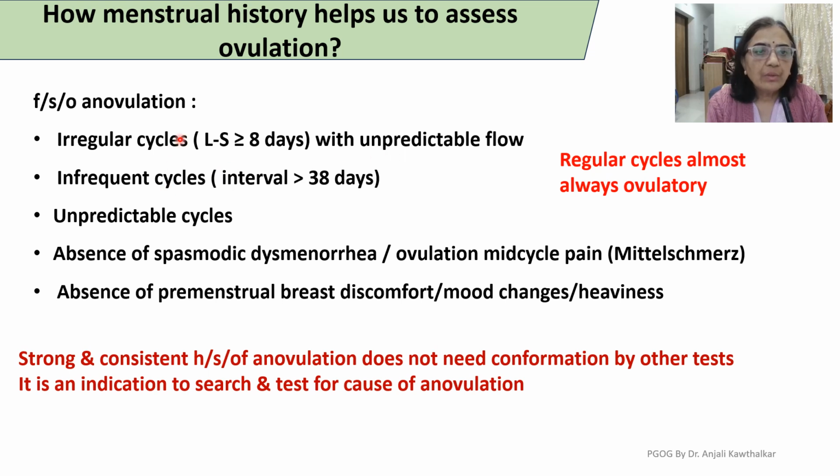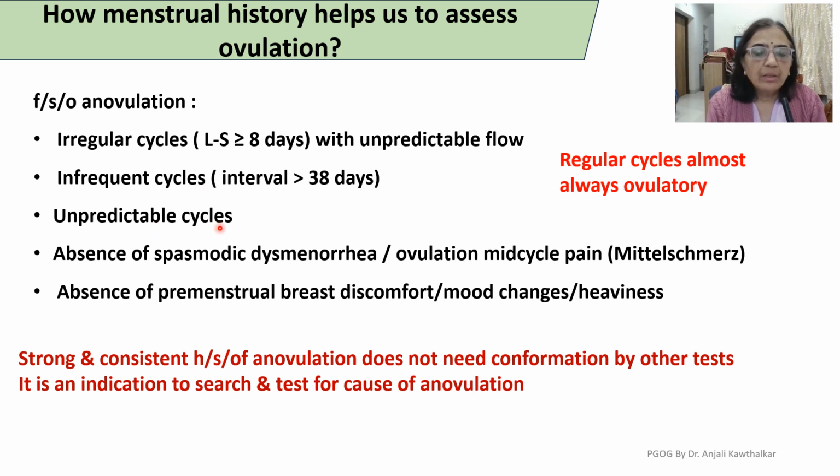Infrequent cycles. Now remember these two terminologies are not the same. Irregularity is when the difference between the cycles is greater than or equal to 8 days. Infrequent is long cycles where the interval is greater than 38 days. These definitions should be at the tip of the tongue for all the students. Whenever you say irregular, you will be asked what you mean by that. If you say infrequent cycles, you will be asked the definition of infrequent cycles.